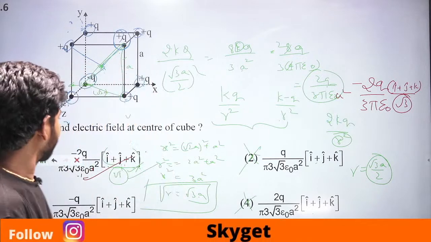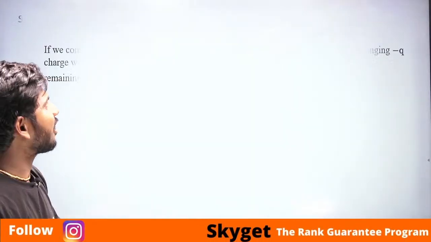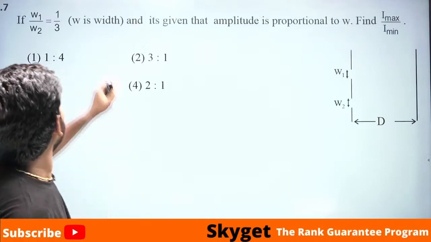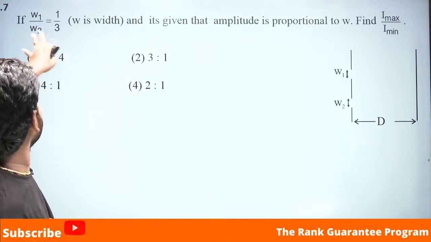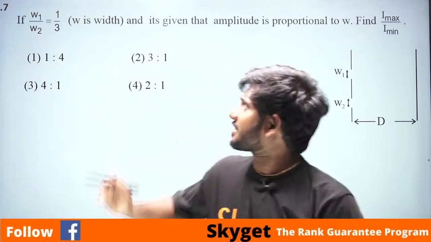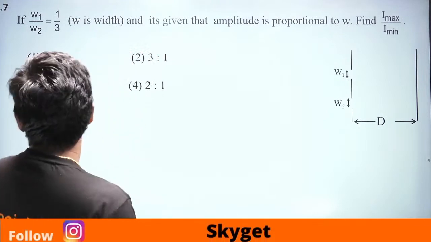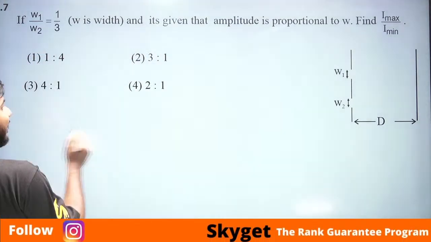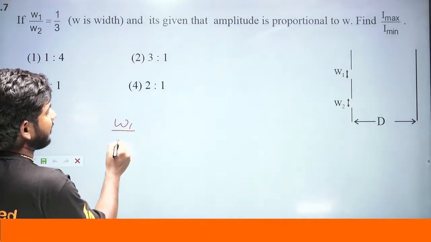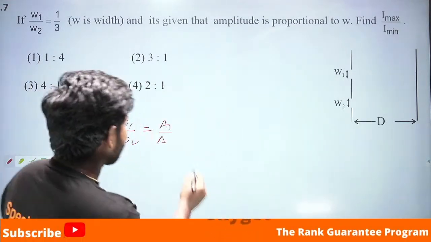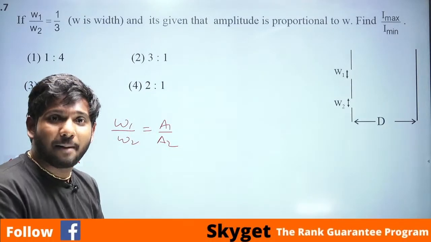Now students, let us solve the next question. If we consider this is the answer here, what is the 7th question, students? If the width ratio is equal to 1 by 3, this is an easy question. You might have studied the formula. The ratio of widths is equal to the amplitude ratio. Have you studied this formula, students? Ratio of widths is equal to amplitudes ratio.